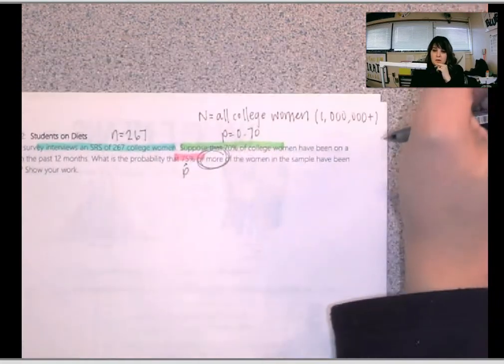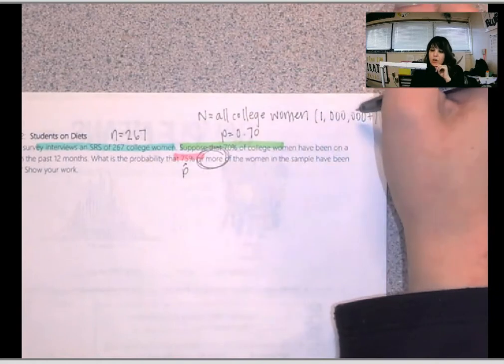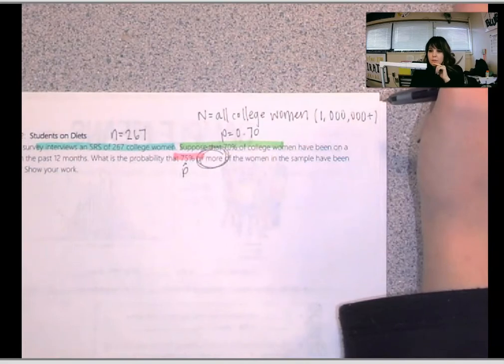That's going to be 1 million plus. That's going to be a lot of women. Why am I having you guys think about this before we even do this problem? Well, because one of our conditions is going to require that we check that our sample size is not too big. And if I know going in the population that I'm pulling from, that's going to help me a lot when I decide if my sample size is too big.